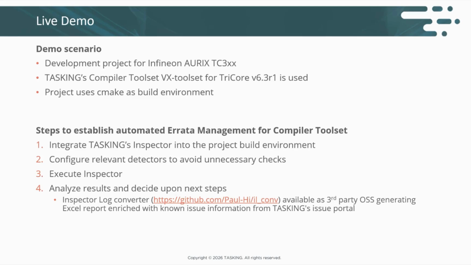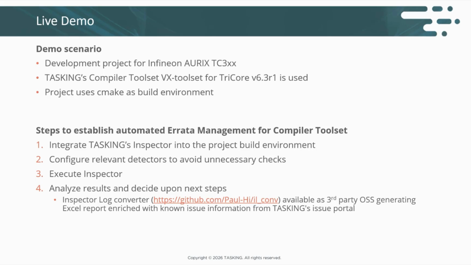Just a few facts about how the demo scenario looks and the steps I will apply in my live demo. Let's assume we are working in a safety-critical embedded development project on the Infineon AURIX TC3, in which the tasking compiler toolchain is used. Within the project, CMake is used as build environment. To ensure safety standard compliance, we want to establish an efficient way to handle the compiler toolchain errata management.